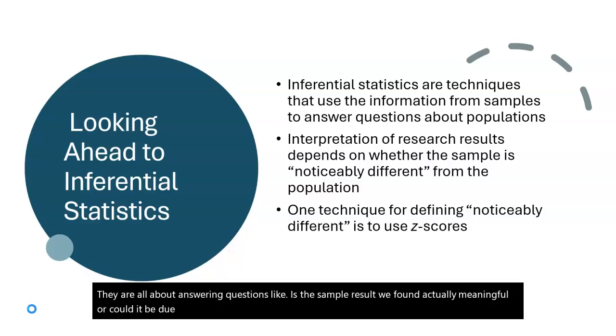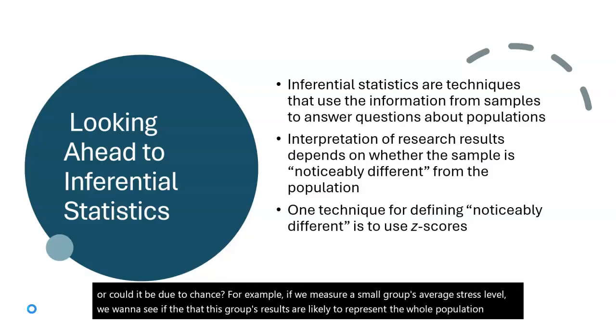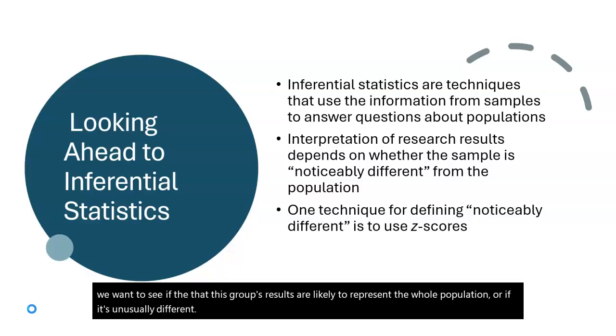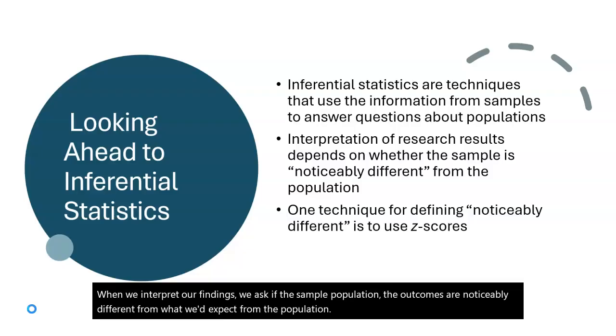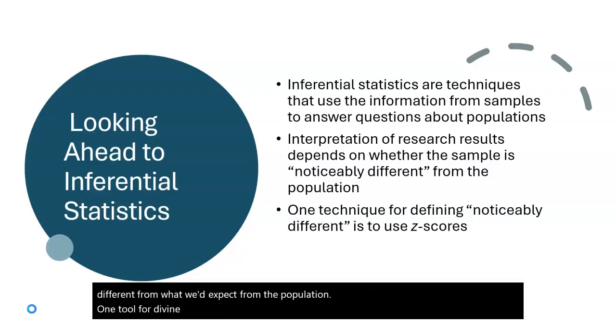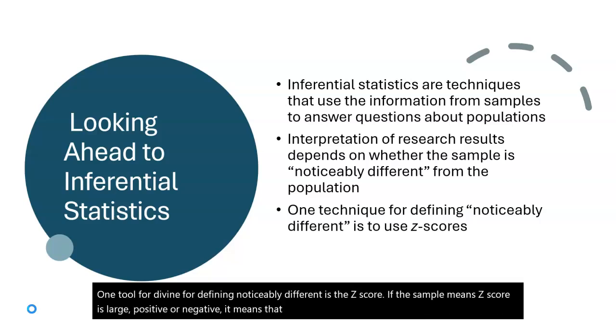For example, if we measure a small group's average stress level, we want to see if this group's results are likely to represent the whole population, or if it's unusually different. When we interpret our findings, we ask if the sample outcomes are noticeably different from what we'd expect from the population. One tool for defining noticeably different is the z-score. If the sample mean z-score is large, positive or negative, it means that the sample mean may be far from the population mean in a practical way.